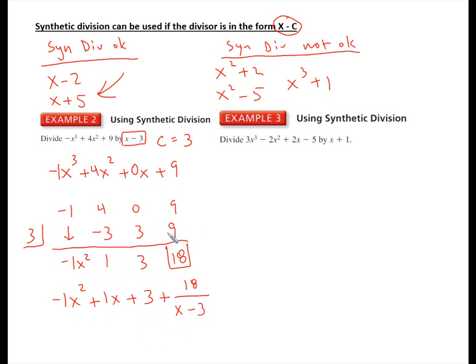So you notice the process, once you understand it, is really, really quick and a lot faster than long division. Now, if you actually divide this using long division, you get the exact same answer. It's just a much longer process. Okay.